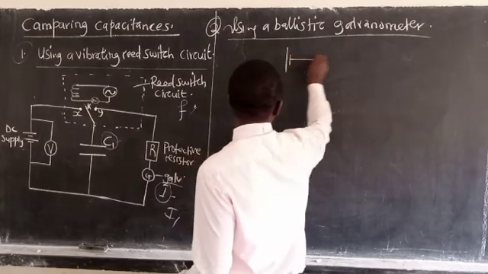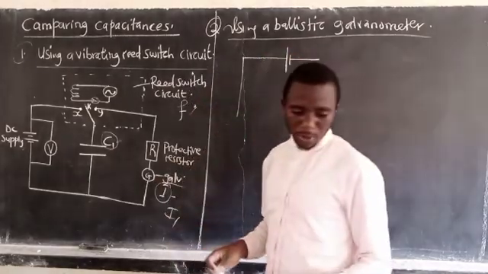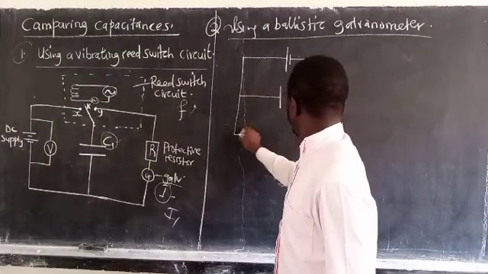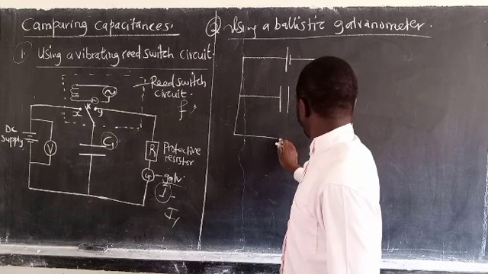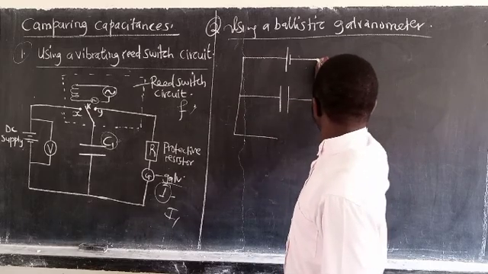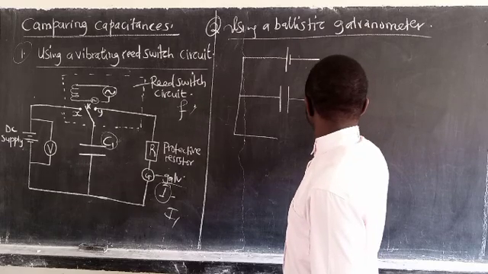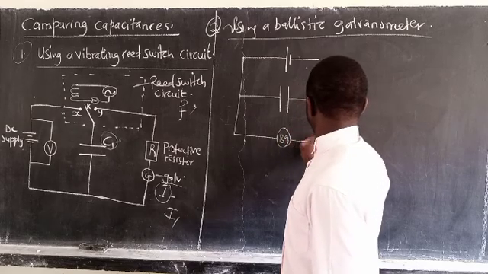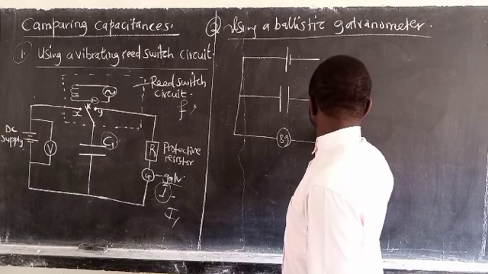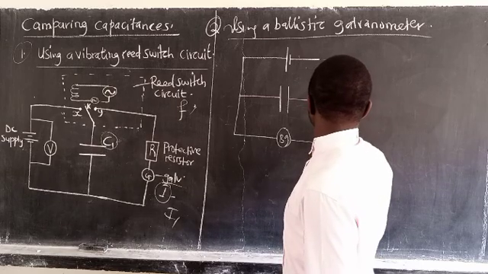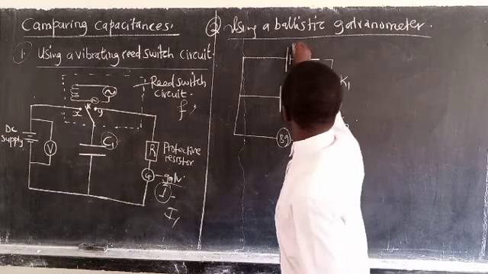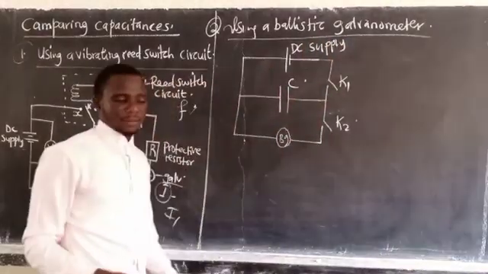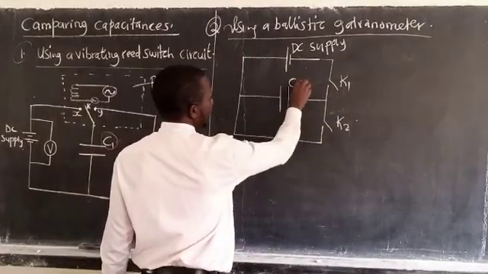So you can have the DC supply, and then we have this capacitor, then we shall have some switch there, then this is our ballistic galvanometer, then some other switch. You can call this one K1 and this one K2. This is a DC supply, this is a capacitor. Maybe you begin with the one of capacitance C1.